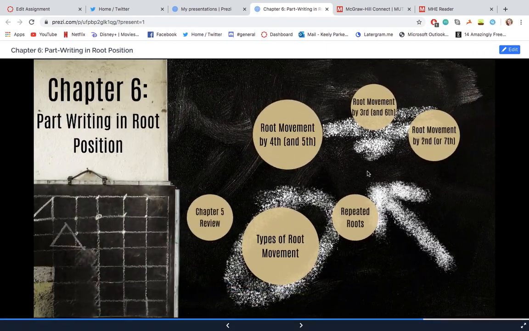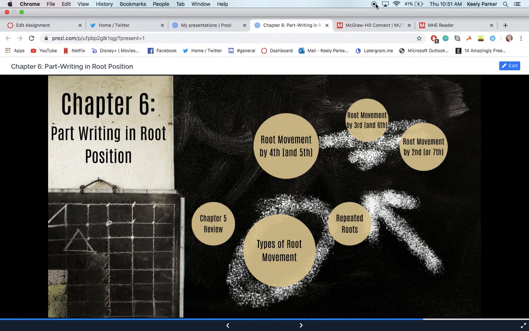So we do have 2 more to go. I am going to stop this here. This is going to be our first part of our lesson, and then we will pick back up in just a few minutes on root movement by a 3rd and a 6th.